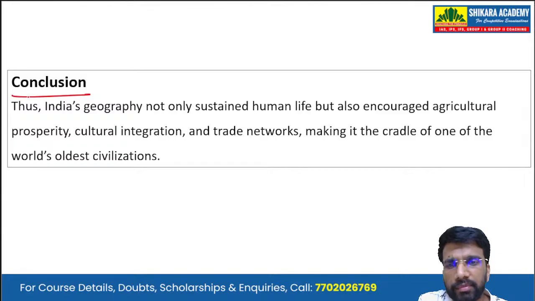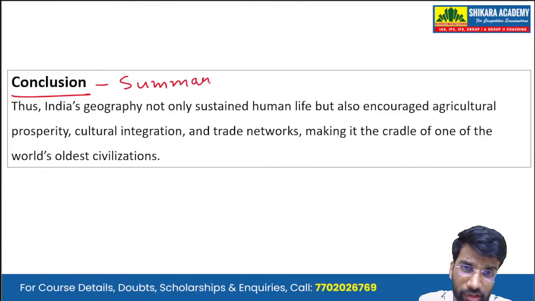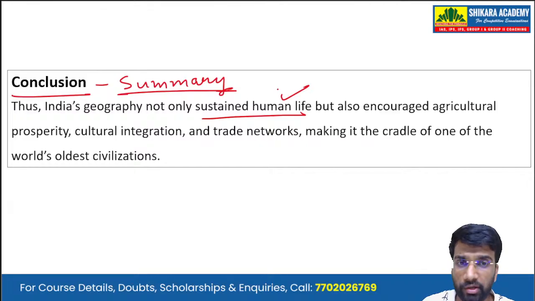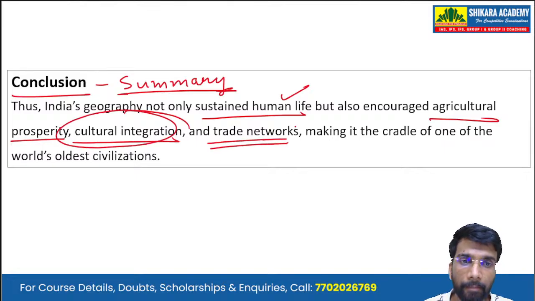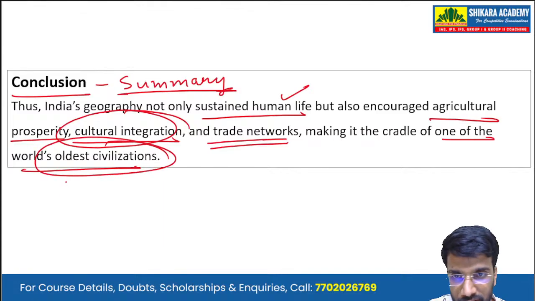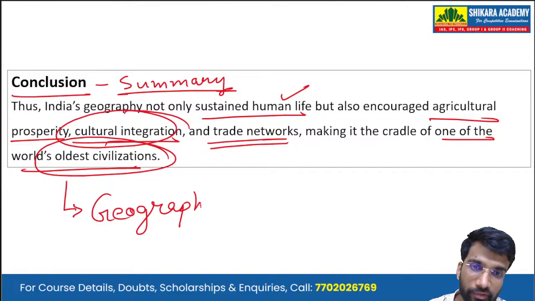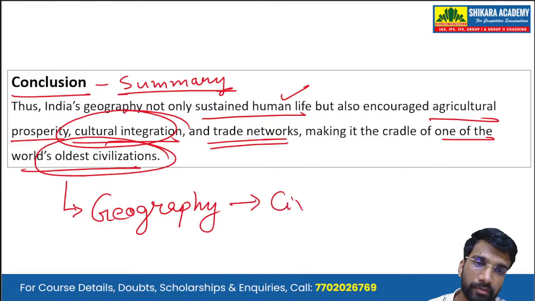Now, starting with the conclusion, thus we can conclude or summarize the answer. We have to just summarize the answer by writing that thus India's geography not only sustained human life, it also encouraged agricultural prosperity, cultural integration, and trade networks, making it a cradle of one of the world's oldest civilizations. So it is the geography. So we are linking geography with the civilization.